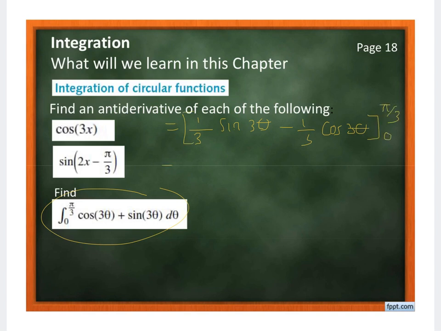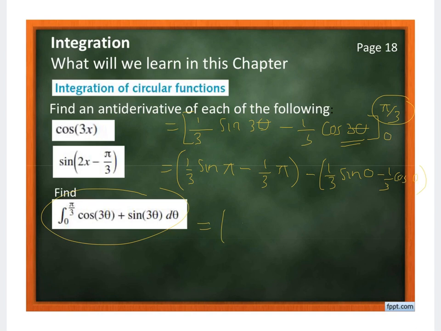Now we substitute the values. 1/3 sine of 3 times pi over 3, 3 times 1/3 is 1, equals pi, minus 1/3 sine of 3 times 0, which is 0. Minus 1/3 cos of 3 times 0. So sine pi is 0, so this one is 0.